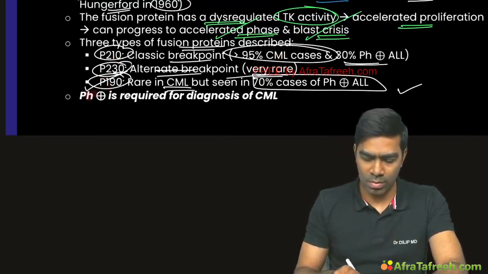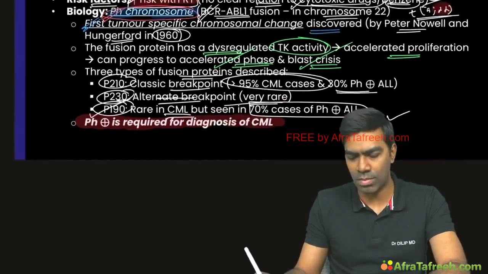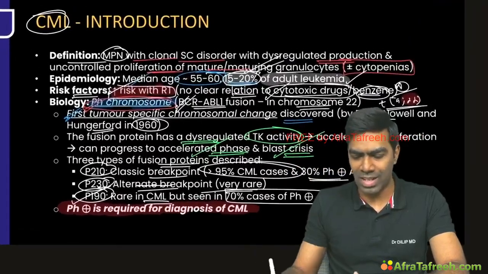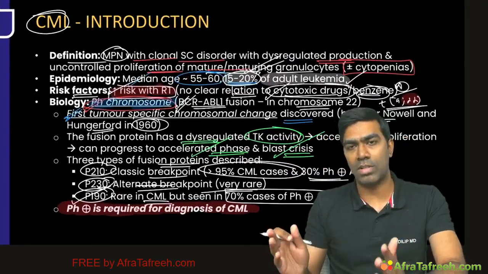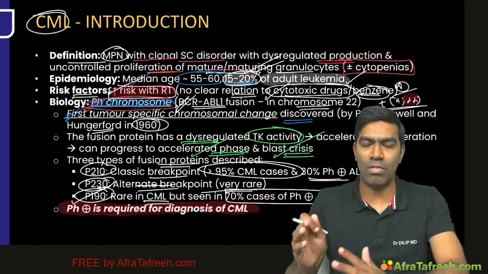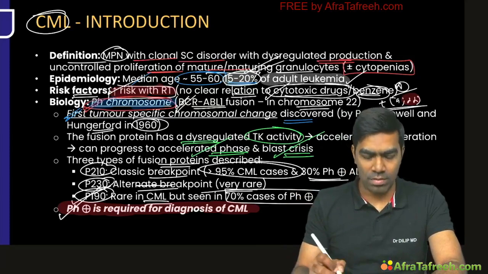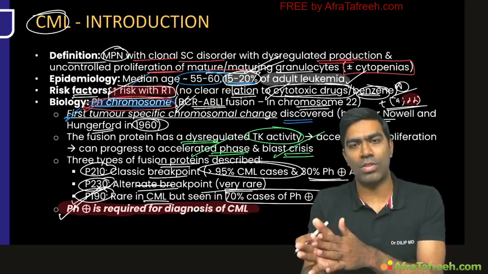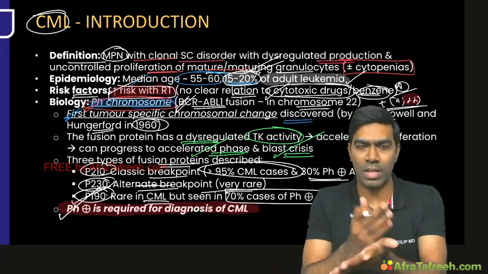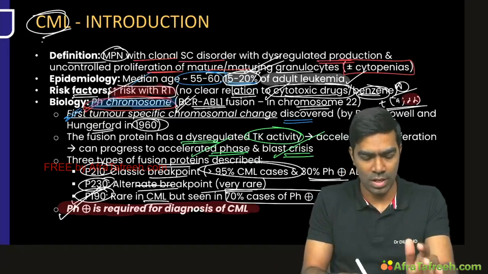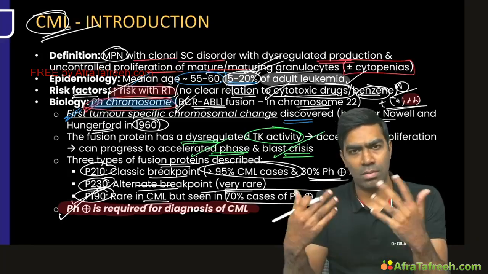And to be honest, Philadelphia positivity, as I said so many times, is required for the diagnosis of CML. Without that, you cannot make a diagnosis of CML. But remember, Philadelphia positivity is non-specific for CML, in the sense it can be seen in approximately 30% of childhood ALL and approximately 1 to 5% of AML cases as well. So technically, Philadelphia positivity is required for the diagnosis of CML, but even though it's a prerequisite, you cannot make a diagnosis of CML only with Philadelphia positivity. You need other things like your peripheral blood and bone marrow findings and so on.